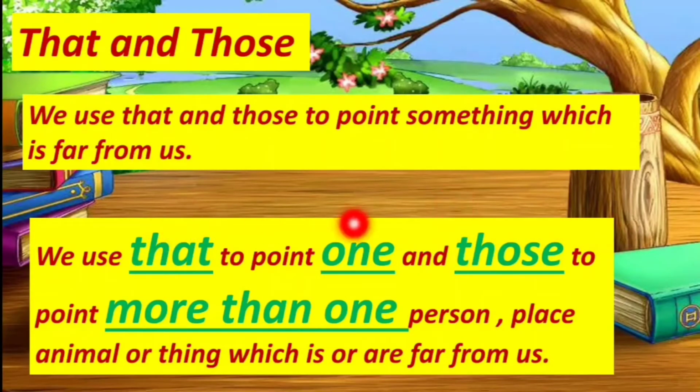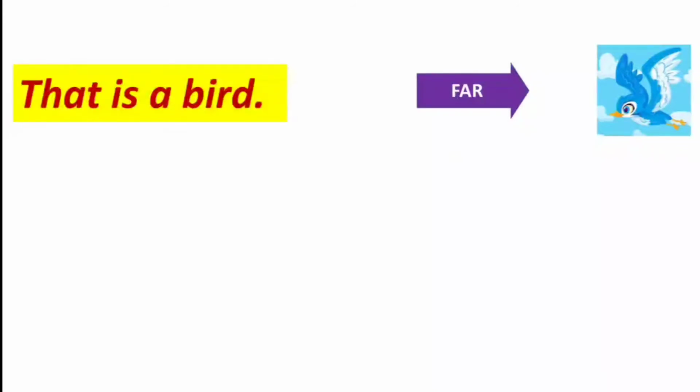We use that to point one, and we use those to point more than one naming words. Let us see one more example for better understanding. Here in this picture, there is only one bird which is flying in the sky, and this bird is far from us. It means we will use that to point this bird, because there is only one bird which is far from us, which is flying in the sky. So we will use that to point this bird.